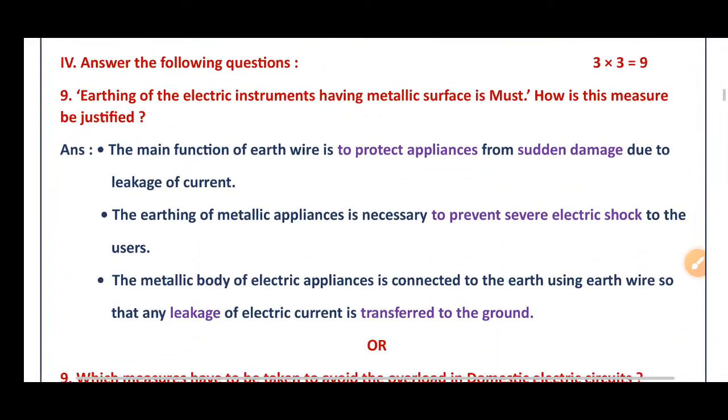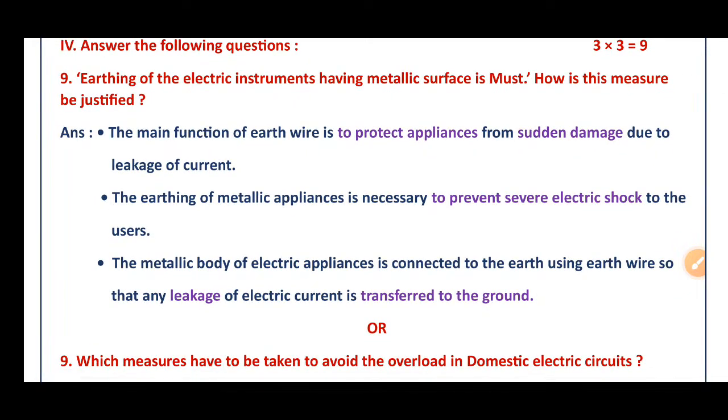Then question main number 4, answer the following questions. These are 3 mark questions. Total 3 questions are there. 3 threes are 9. Earthing of electric instruments having a metallic surface is a must. How can this measure be justified? The main function of the earth wire is to protect appliances from sudden damage due to leakage of current. The earthing of metallic appliances is necessary to prevent severe electric shocks to the users.